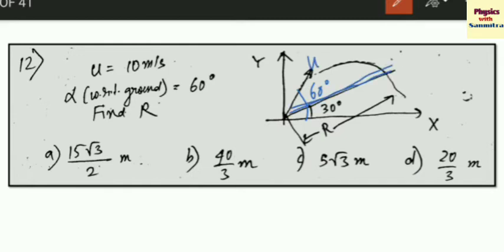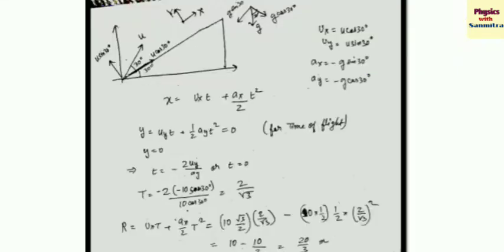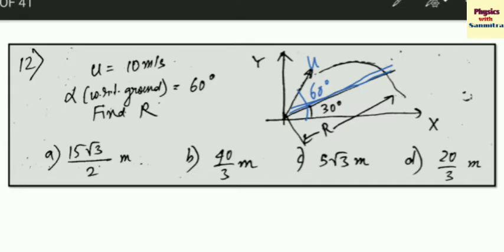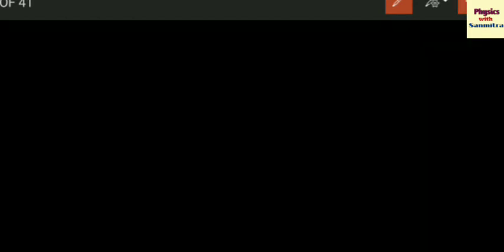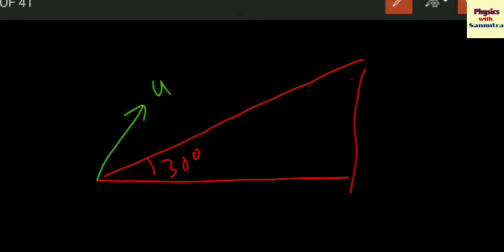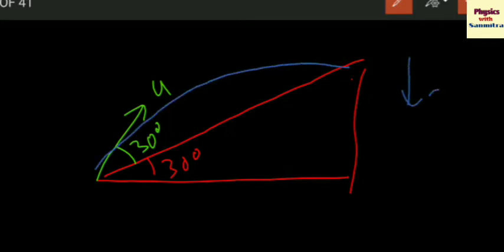This is u. We have already solved this same question in our theory classes, and let's do it once more here. First of all, let's draw the situation. This is 30 degree. The projectile is launched with a velocity u, and this is also 30 degree. Now the projectile is following a path like this. This is g. This will be my g sin theta and this will be my g cos theta.